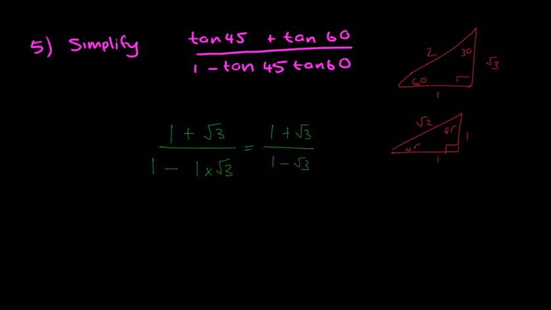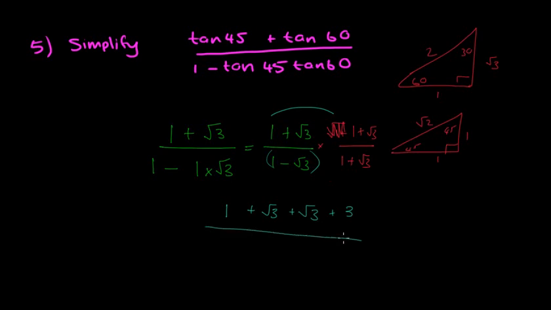Now, at the moment, I'm happy for us to stop there. However, I did say that we like to rationalize these. So hopefully remember to rationalize this. We get 1 plus root 3 over 1 plus root 3. Remember, if you need to rationalize your surds, okay, we need to times it by that thing, but opposite the plus sign. So let's now go 1 times 1 is 1, plus 1 times root 3 is root 3, plus root 3 times 1 is root 3, plus root 3 times root 3 is 3, all over 1 squared minus root 3 squared, because difference of two squares.